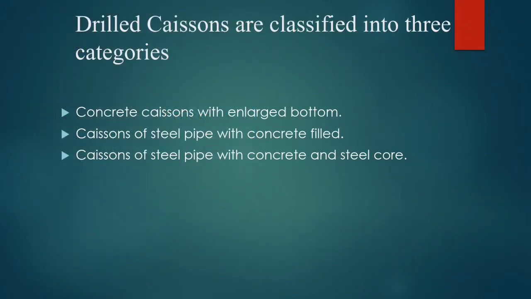Drilled caissons are classified into three categories. Number 1, concrete caisson with enlarged bottom. Number 2, caisson of a steel pipe with concrete filled. And last, caisson of steel pipe with concrete and steel core.